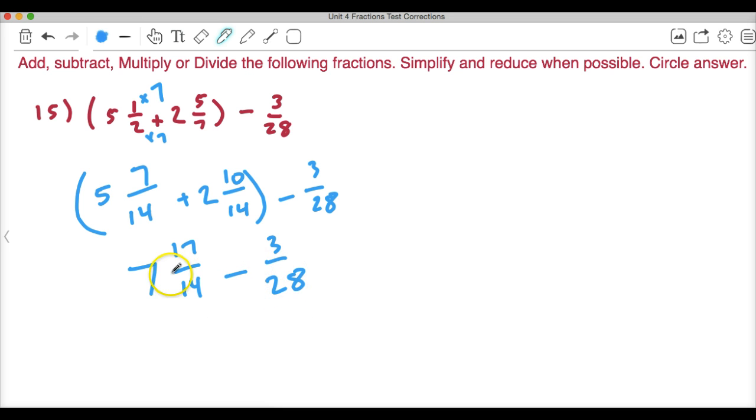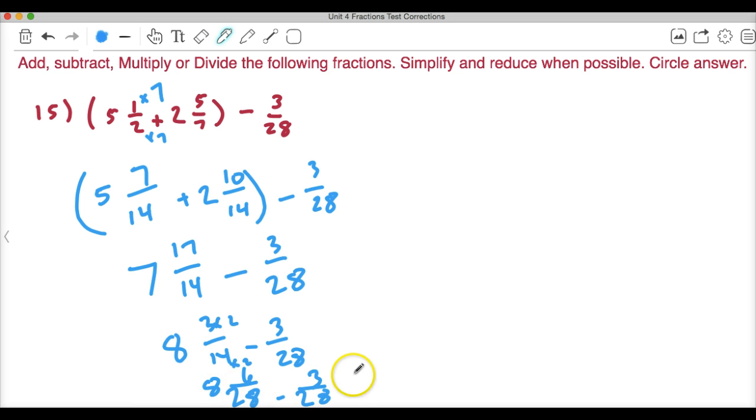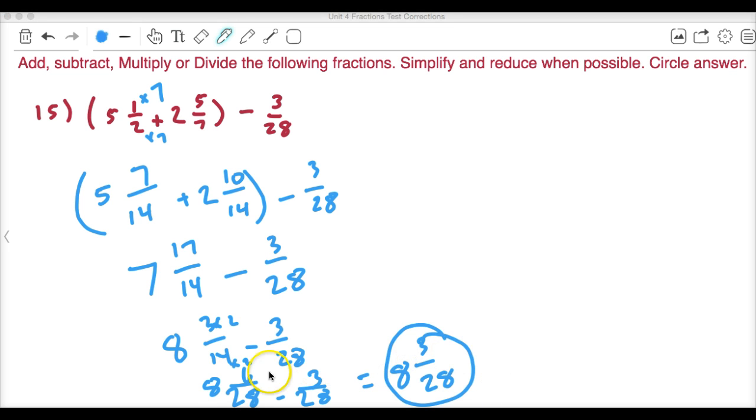And I could go ahead and simplify this right now to be 1 and 3/14. So now I need to find a common denominator for 14 and 28, and that's going to be 28. So it's going to be 1 and 6/28 minus 3/28. So that is going to be 1 and 3/28.